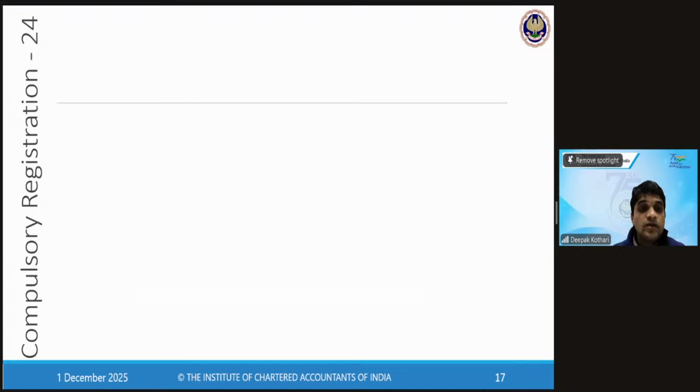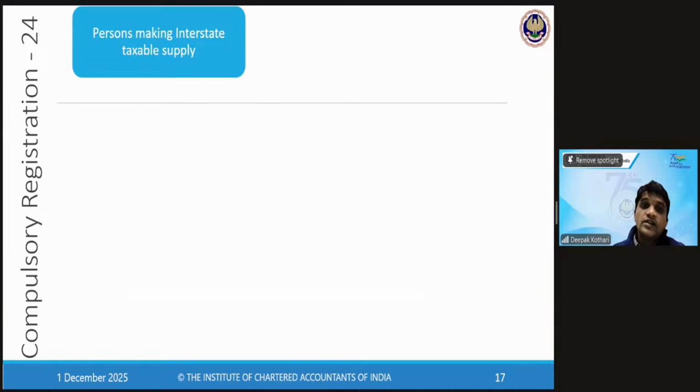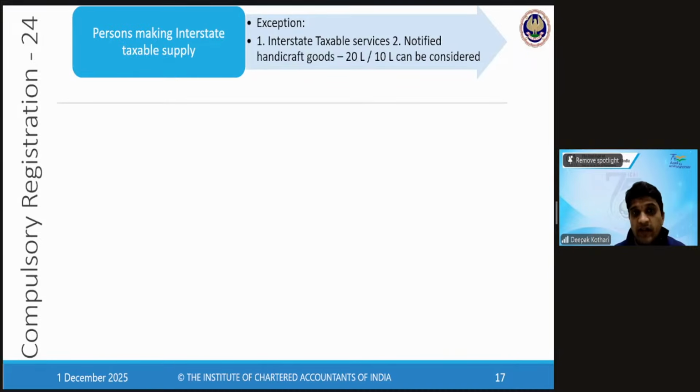Okay. Now the concept of compulsory registration: even if your aggregate turnover is below the threshold limit, you will still have to register, because this is the concept of compulsory registration. The first among this is if you're making any interstate taxable supply, you have to register. The exception is interstate taxable services. If you're making taxable services, they've given a relaxation that you don't have to register. But if it is interstate movement of goods, then you will have to register compulsorily.